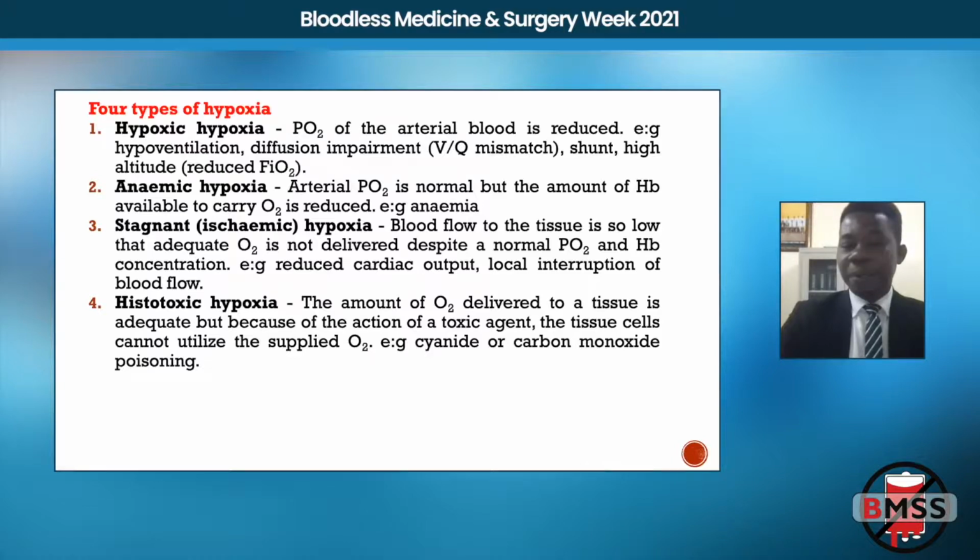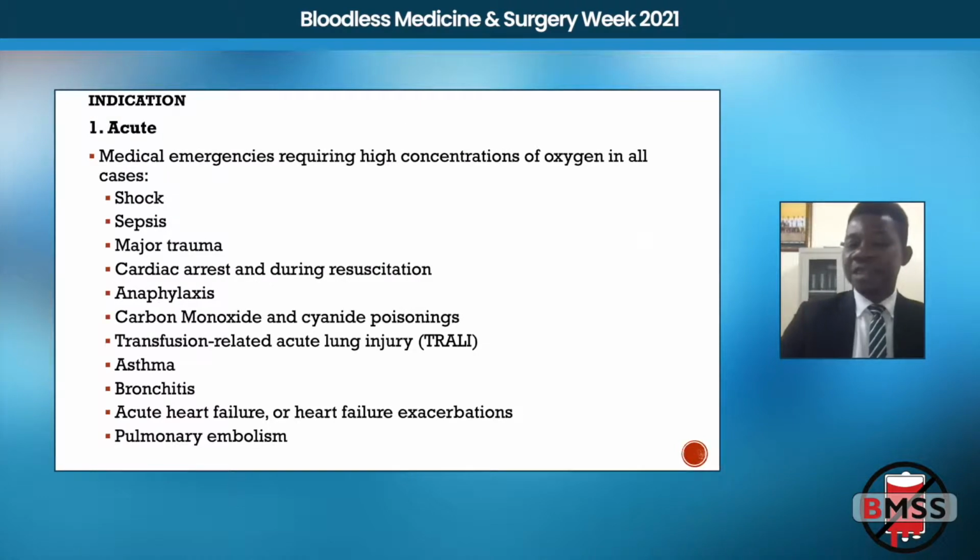Then in histotoxic hypoxia, we have a certain toxic agent, so that oxygen is available, but it's not readily available to the tissue, either due to toxin or poisoning, like cyanide poisoning or carbon monoxide poisoning. And there are several indications of oxygen therapy.